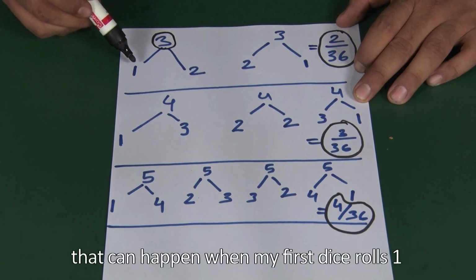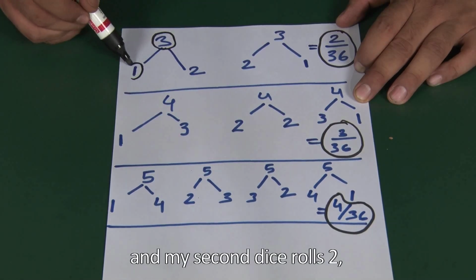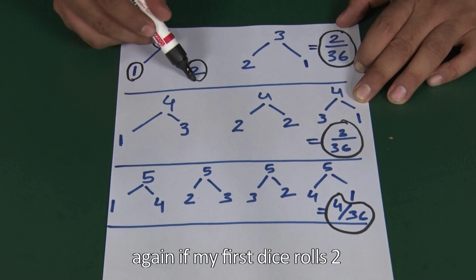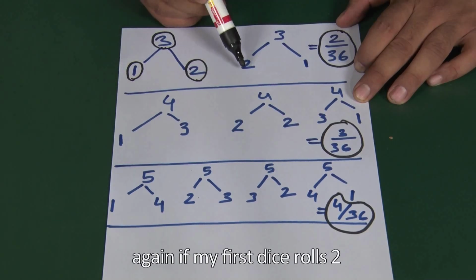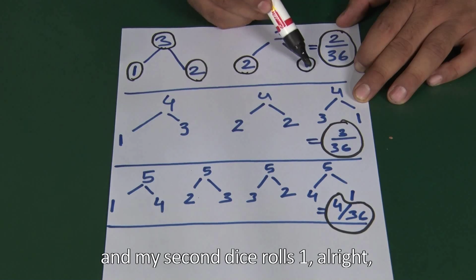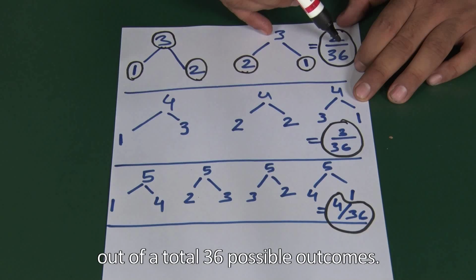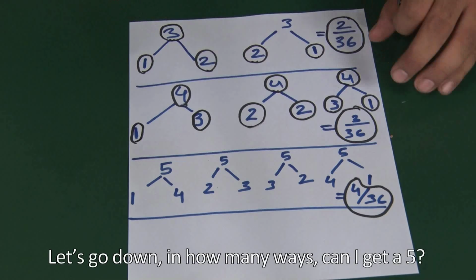That can happen if my first dice rolls 1 and my second dice rolls 2. So that is once. Again, if my first die rolls 2 and my second die rolls 1. Alright. So there are two possible ways in which I can get a sum of 3 out of the 36 possible outcomes. Let's go down.